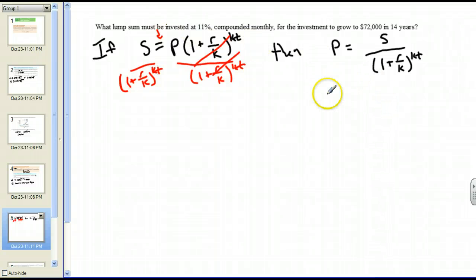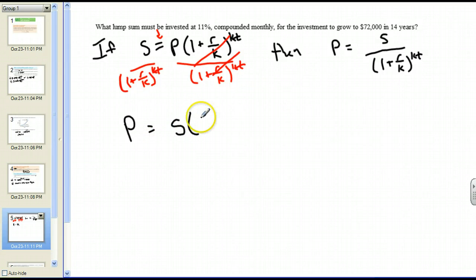Now, another way to do this formula, what I like to do, is instead of division, keep it with multiplication, but make this a negative exponent, negative kt. Remember, a negative exponent being multiplied by something sends it down to the bottom and makes it a positive exponent. So these two things are equivalent. I like this one better just because it keeps everything with multiplication rather than division.